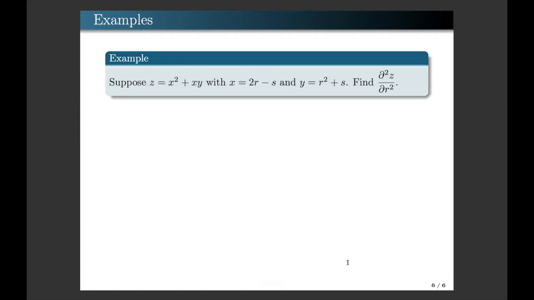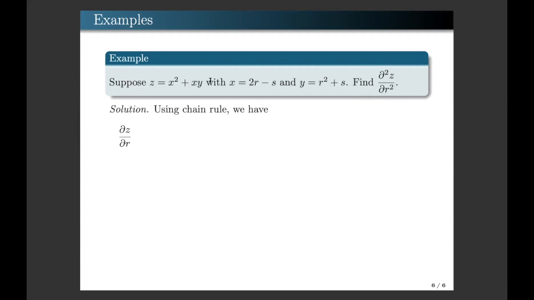Great. Now, look at this last example here. We have z is equal to x squared plus xy, with x is equal to 2r minus s, and y is equal to r squared plus x. This time, we're interested in the second partial derivative of z with respect to r. But of course, before we can solve for the second partial derivative, we need to solve first the partial derivative.